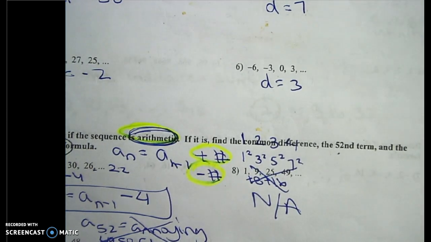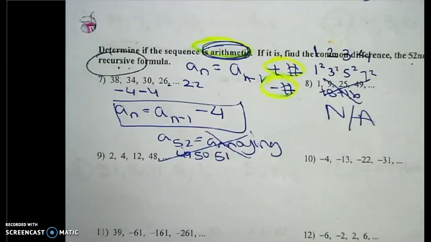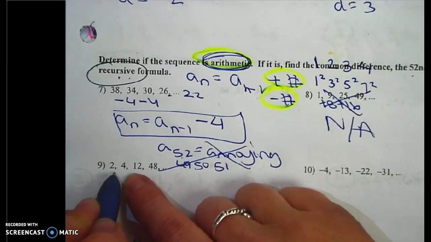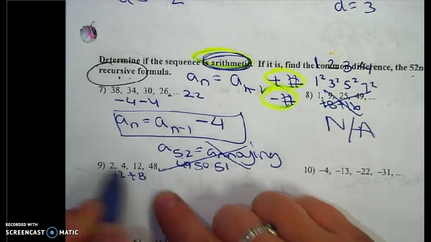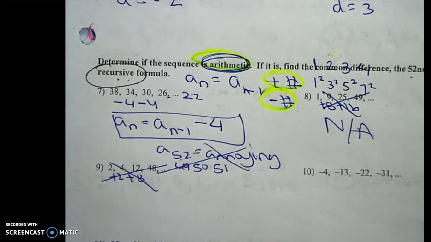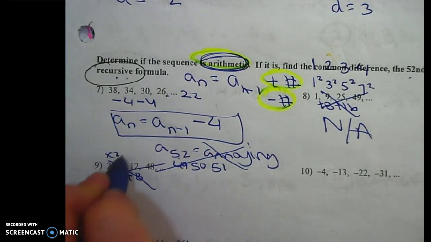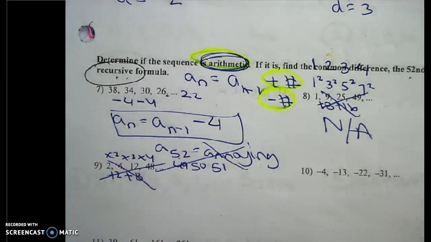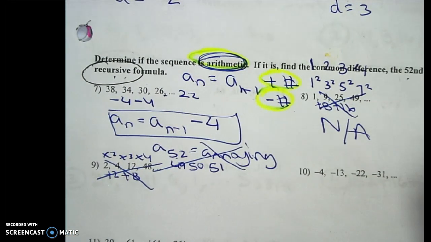So with that being said, let's go to the next one. Oh, wow, this is plus 2, and this is plus 8. It's not even an arithmetic sequence, so we can't find it out. And if we look here, this is times 2, this is times 3, and that's times 4. So it's not arithmetic or geometric. All right, hopefully the next one will work.